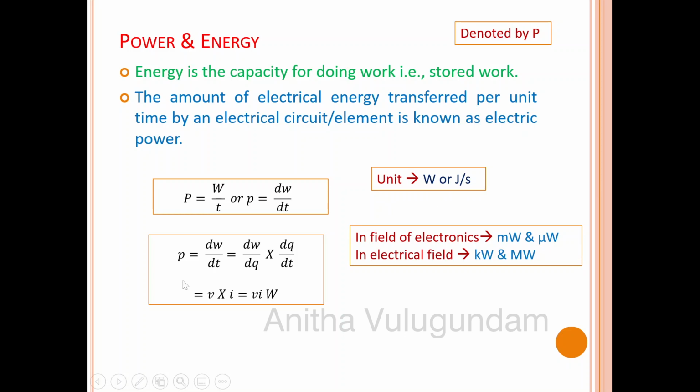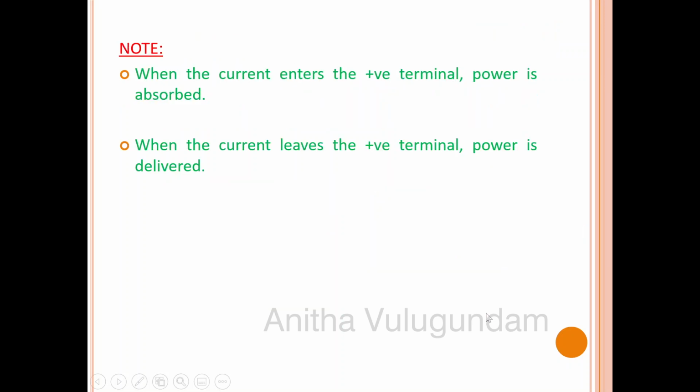We can write P as dW by dt. By multiplying and dividing by dq, we can write dW by dq into dq divided by dt. dW by dq is nothing but voltage, dq by dt is nothing but I. So power can be written as V into I watts. In the field of electronics, milliwatts and microwatts are the common units. In the electric field, kilowatts and megawatts are common units.